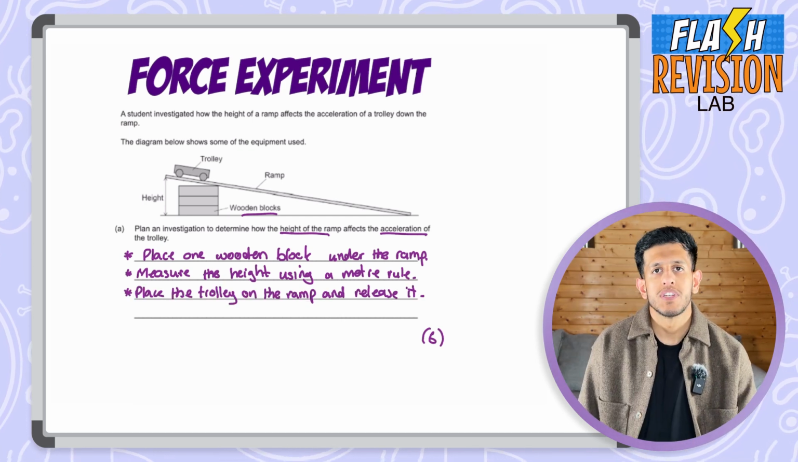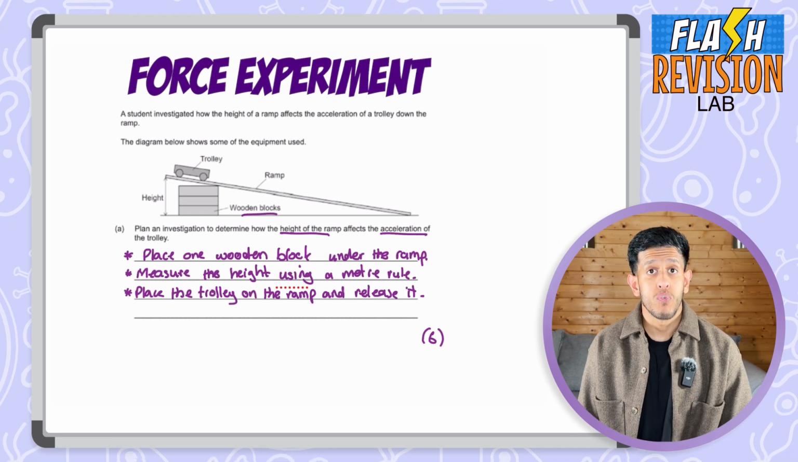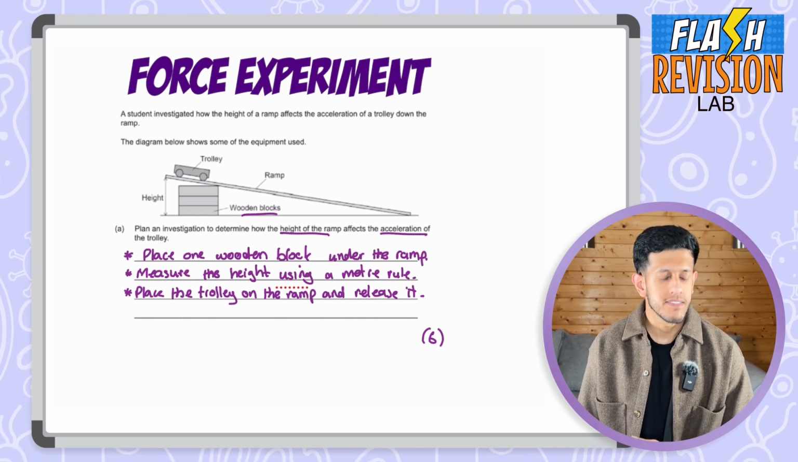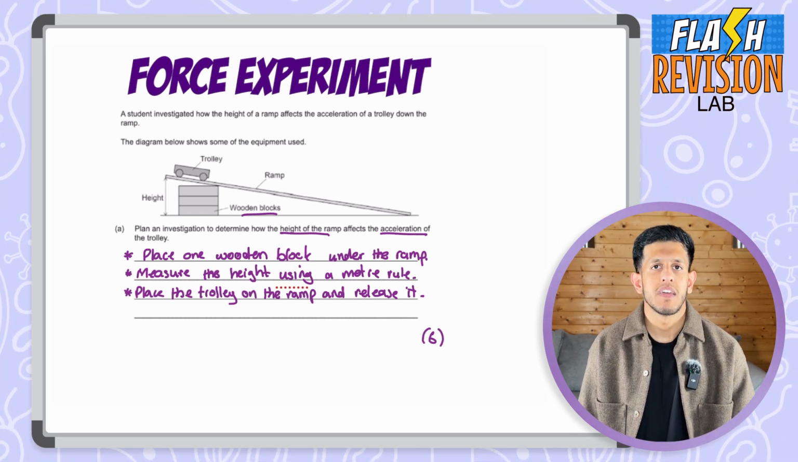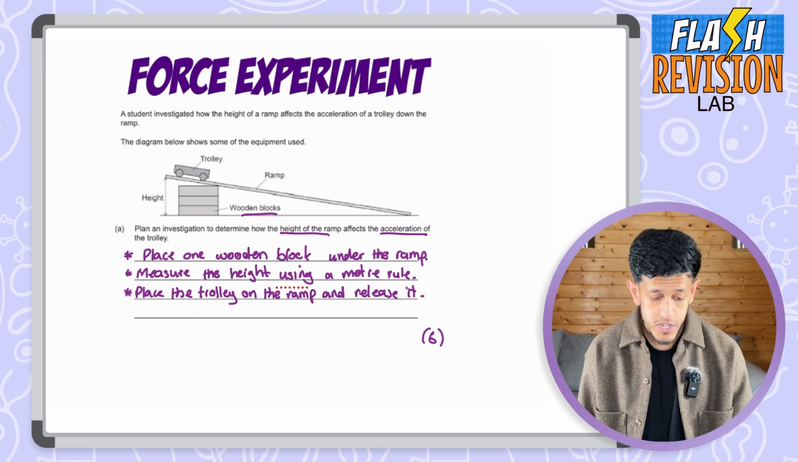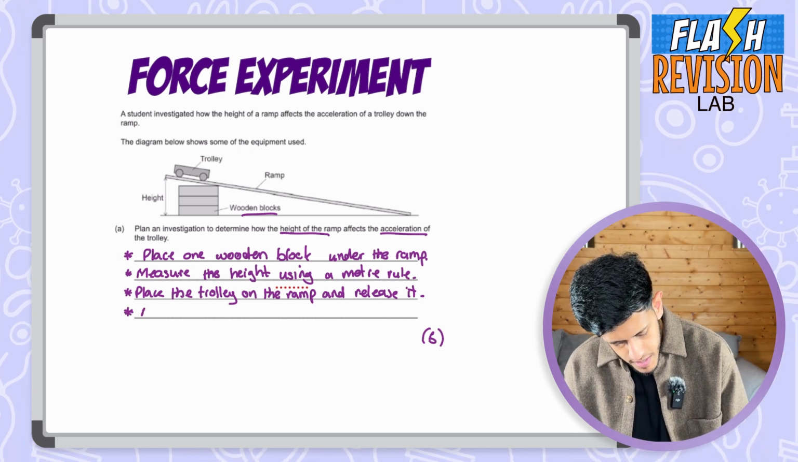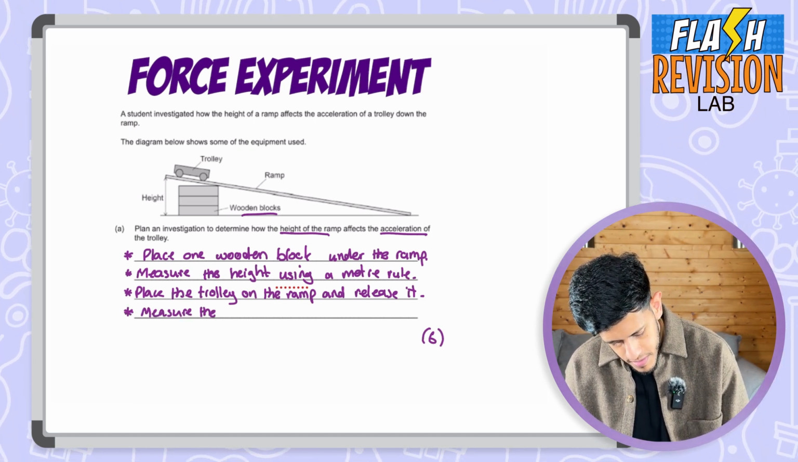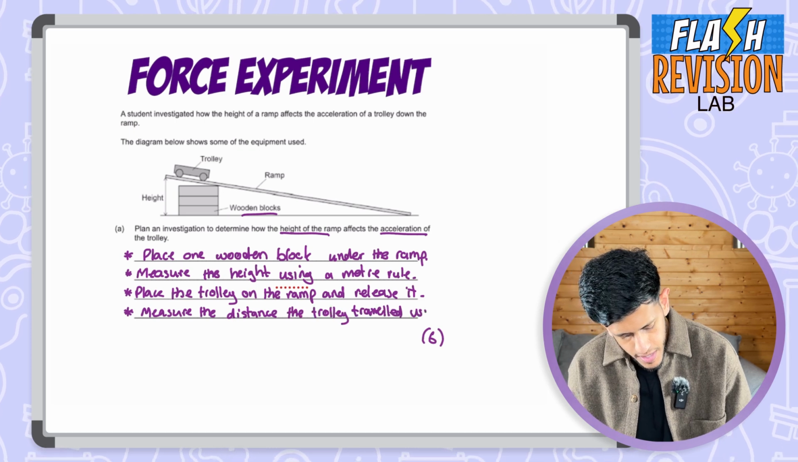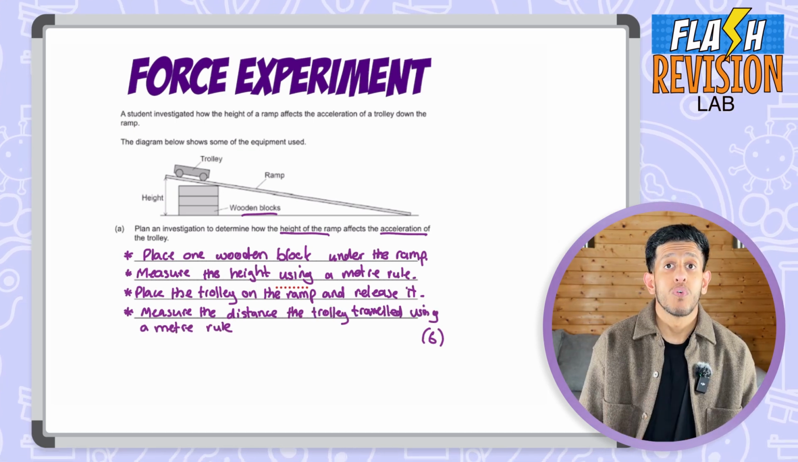To find the acceleration, we're going to have to look at how far it traveled and how quickly it traveled that distance. To record the distance, we're going to say measure the distance traveled using a meter rule once again. So I'll put that here, measure the distance the trolley traveled using a meter rule. Now we've recorded the distance.